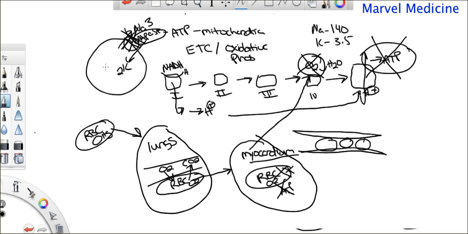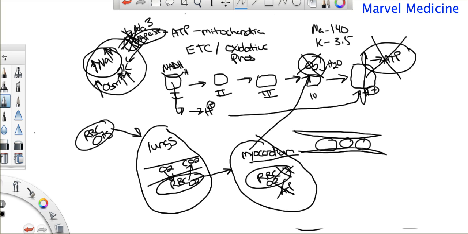No, I can't pump sodium out. So what happens? The sodium builds up inside. And can I pump potassium in? No, I can't do that. Potassium stays out. So if sodium's building up inside, what's happening to my osmolarity inside the cell? It's increasing, right? The osmolarity is increasing because the sodium's building up.